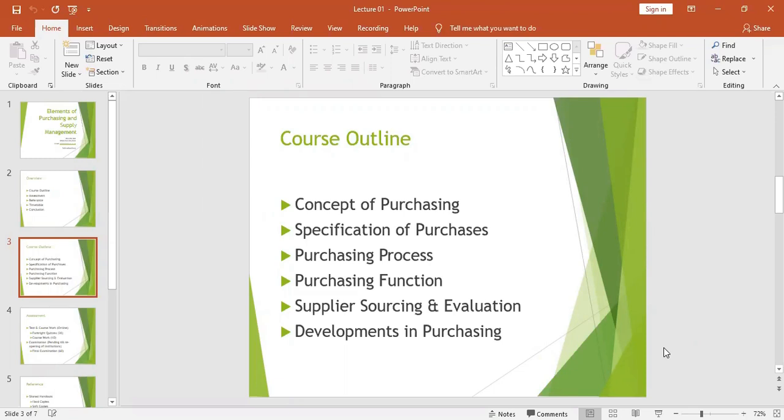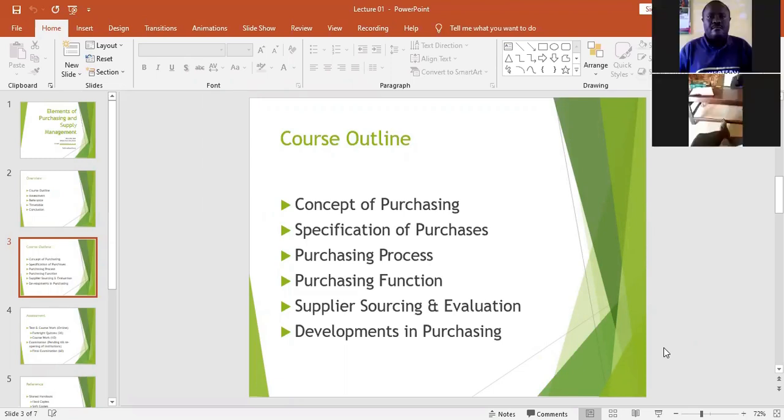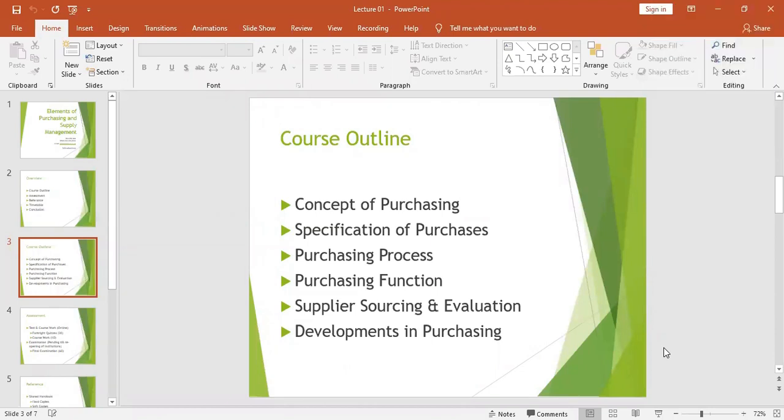The first role of the purchasing manager is supplier evaluation. Supplier evaluation means before you purchase, you must evaluate suppliers, because suppliers will be many, all of them intending to supply you with the needed products, with the needed services, goods and services. But you will not purchase from all of them. You have to evaluate and see whether the supplier you are going to purchase from is worth it.